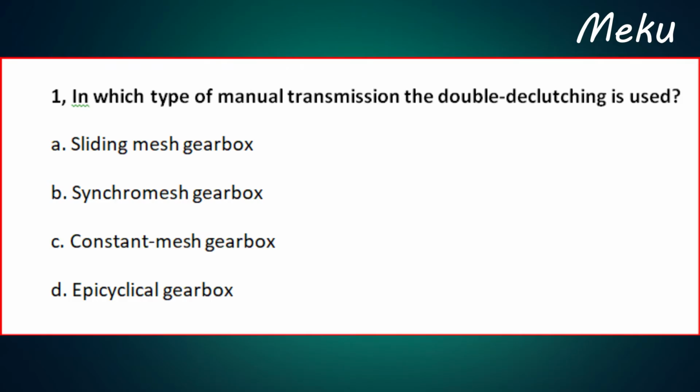In which type of manual transmission is double declutching used? A. Sliding mesh gearbox. B. Synchromesh gearbox. C. Constant mesh gearbox. D. Epicyclical gearbox.